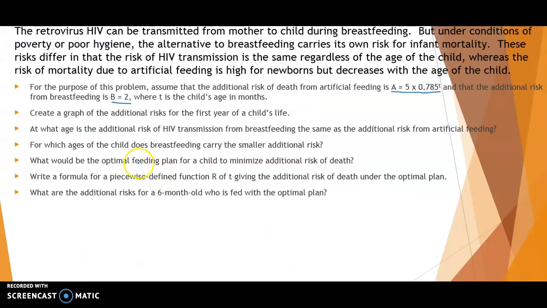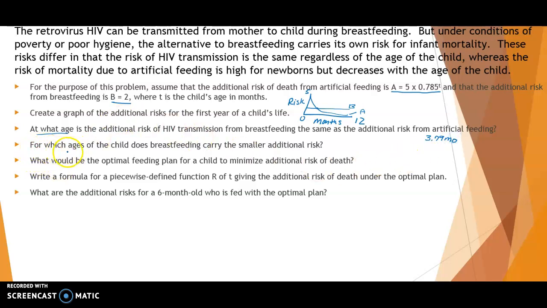So going back to our PowerPoint, we're to create the graph, so let's take a moment and sketch out that graph. So this is months, and that went 0 to 12. This is risk, and it doesn't really tell us how risk is measured, but we started at 5, and so we had the risk coming down like this, and this is for this A formula, artificial feeding. And then we had the risk coming across here like this, and that is the risk of breastfeeding. We just found the point where these two are the same. So it says at what age is the additional risk of HIV transmission from breastfeeding the same as artificial feeding? And we found that that was at 3.79 months.